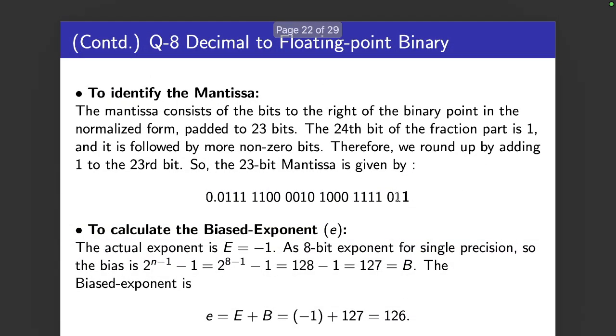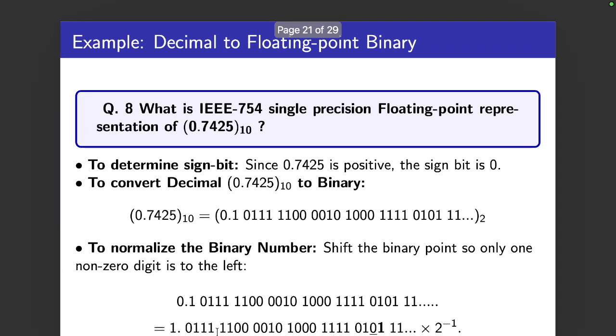Then we round up by adding 1 to the 23-bit mantissa. So the 23-bit mantissa is given by this, up to this position, the 24th bit.